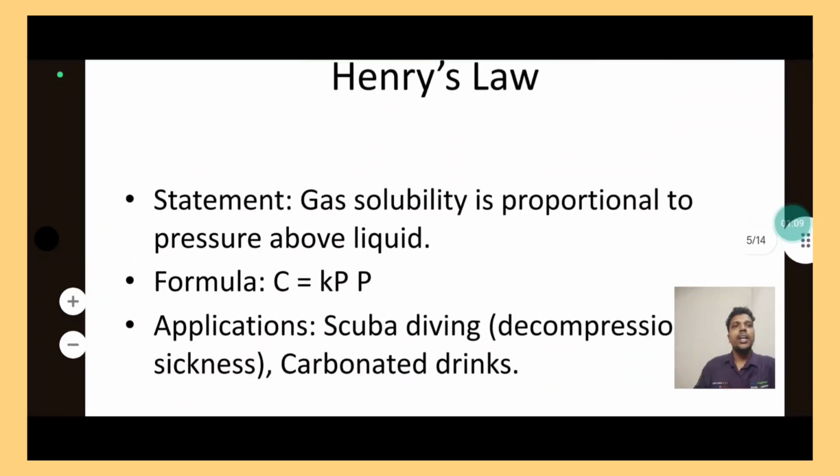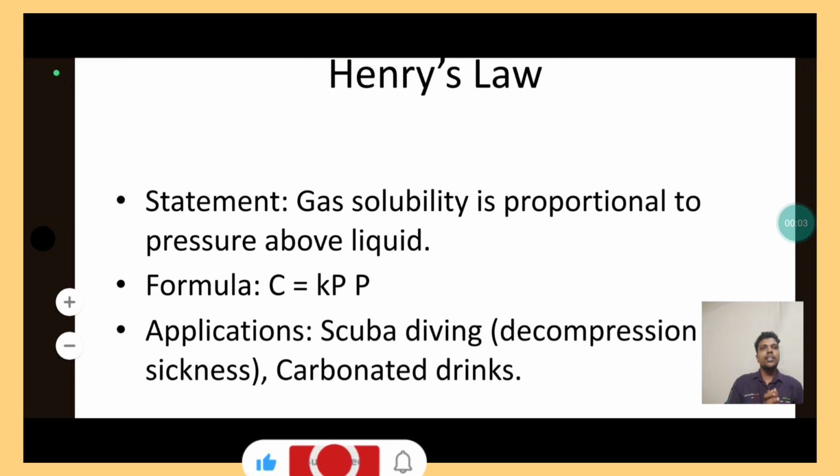Okay, we can go into Henry's law in detail. The statement is that gas solubility is proportional to the pressure above the liquid. This means that the solubility of gas is proportional to the pressure above the liquid. For gases, the formula is C = Kh × P. It's actually not Kp, it's Kh × P. This means that the solubility is directly proportional to the pressure.